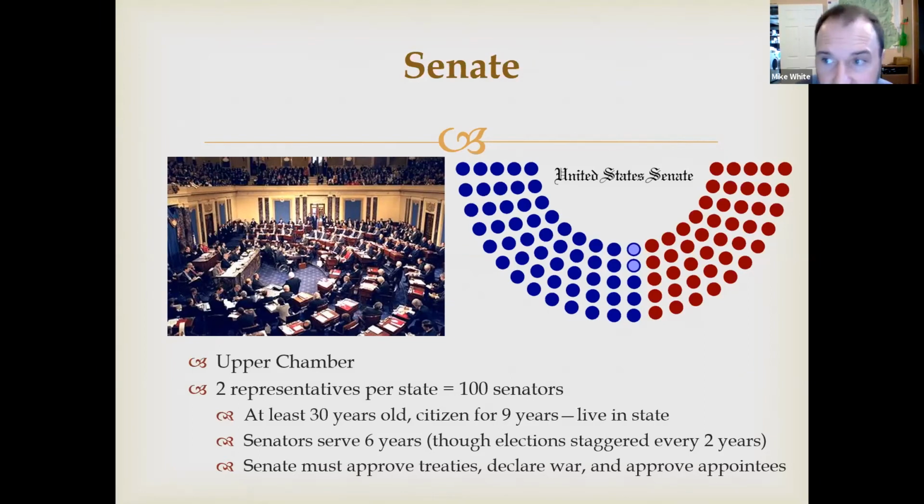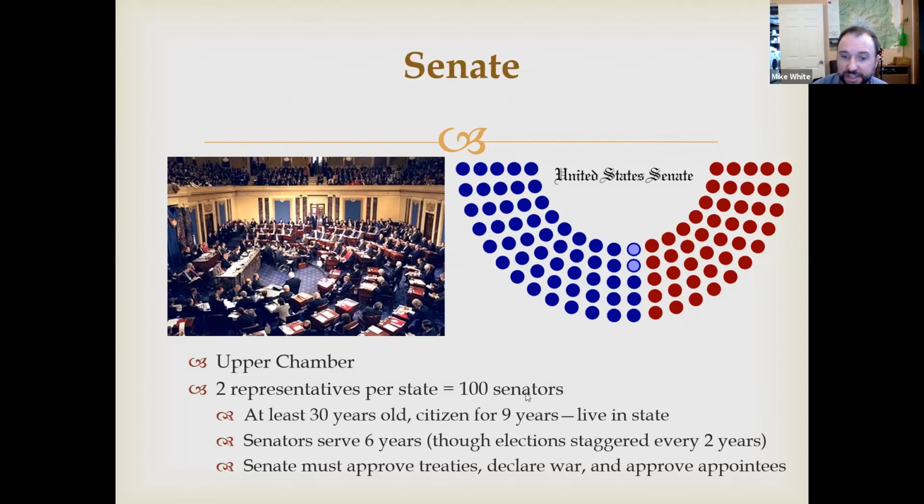Okay, so the Senate again is the upper chamber, or kind of the more powerful chamber when it comes to lawmaking. And again, there are 100 senators, 2 for each state. So the requirements for being a senator are a little bit greater than that of the House of Representatives. You have to be at least 30 years old, so not 25. You have to be a citizen for 9 years. You have to live in that state. So becoming a senator typically requires more experience. Not always, but that's why it's set up that way.